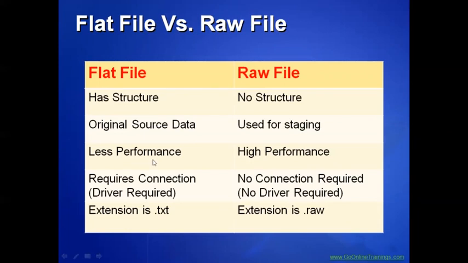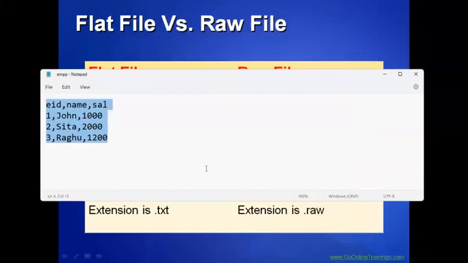Because it is going to have less performance. Raw files will have high performance, and no connection is required, no driver is required. A flat file requires a connection, so we need an OLEDB driver or some other driver to get this, and the extension is .txt. For a raw file, the extension is .raw. Clear? So this is what is called a flat file.